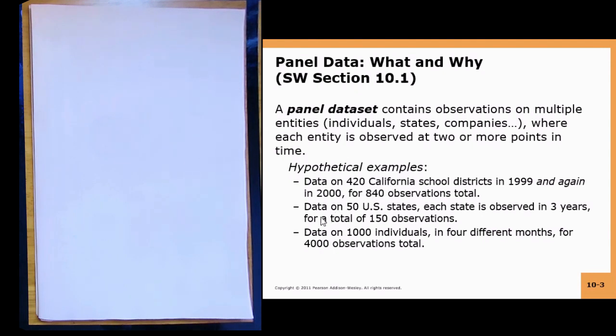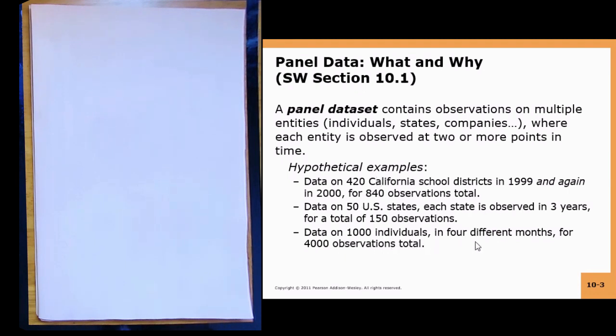Okay. Or for instance, you could have data on 50 US states. Each state is observed in 3 years for a total of 150, 50 multiplied by 3, 150 observations. Or you might have data, sometimes you might even have data on individuals.